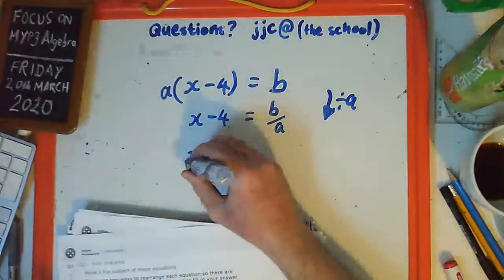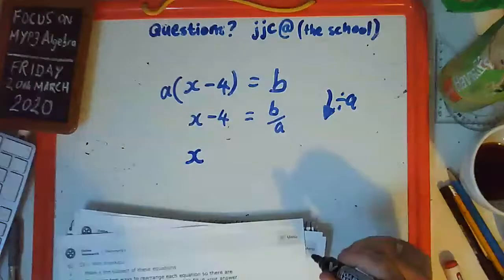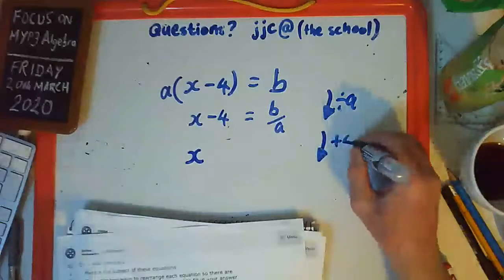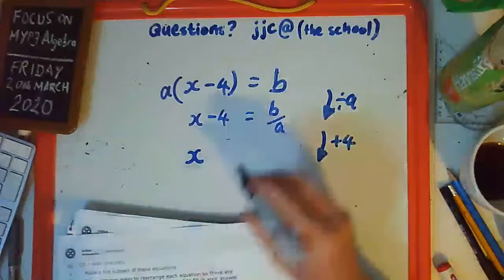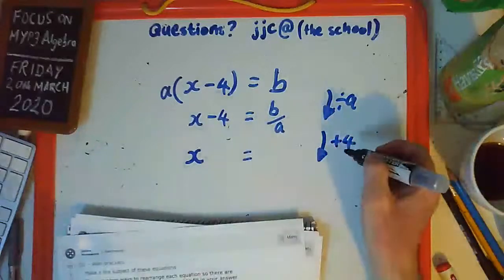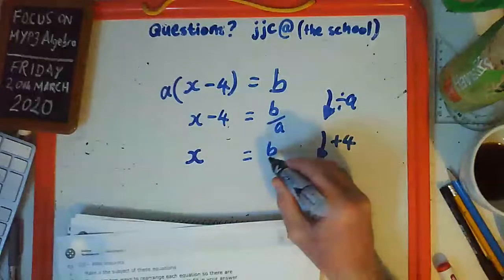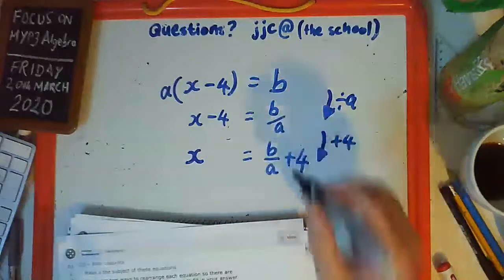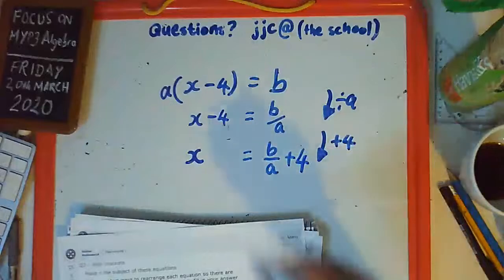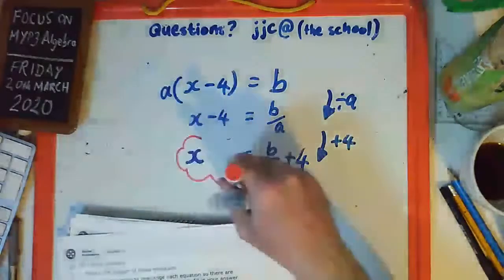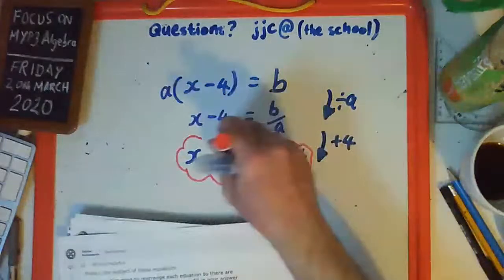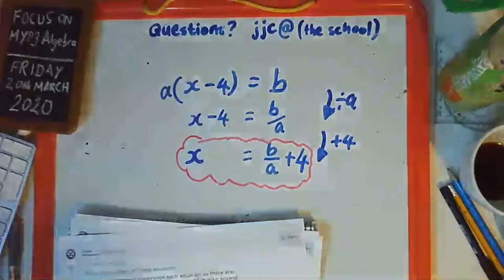I don't want to know what x minus 4 is. I want to know what x is on its own. So I'm going to add 4 to get rid of the minus 4. But because an equation is like a balance, I need to add 4 the other side as well. So b over a plus 4. So x equals b over a plus 4 is a perfectly acceptable final answer.